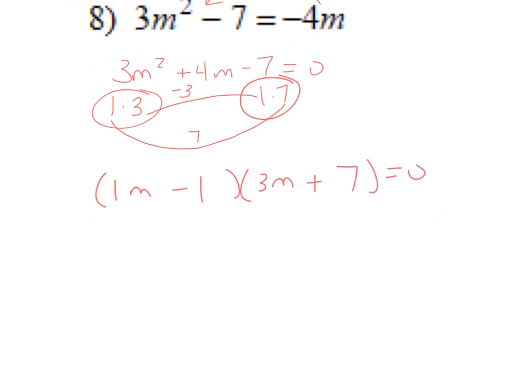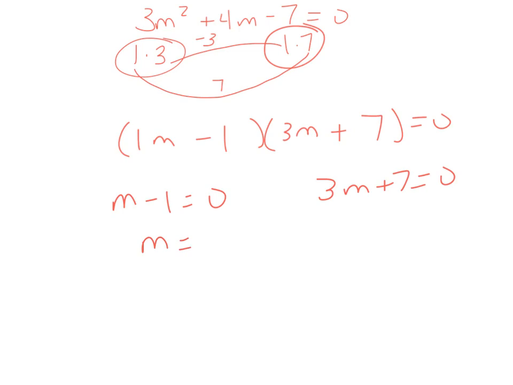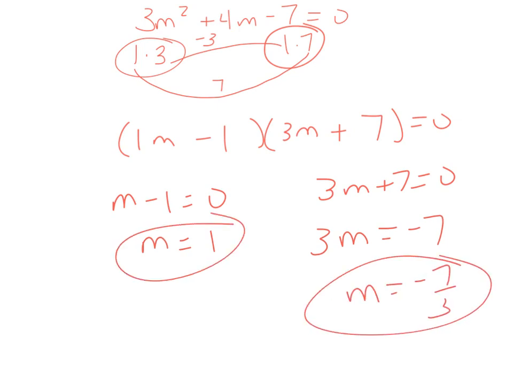All right, so now I've got m minus 1 equals 0. And 3m plus 7 equals 0. So m will equal positive 1. And 3m equals negative 7 over here. Then I'm going to divide by 3 and get negative 7/3. And those are my two solutions.